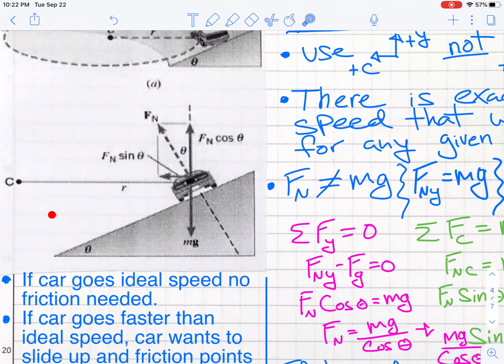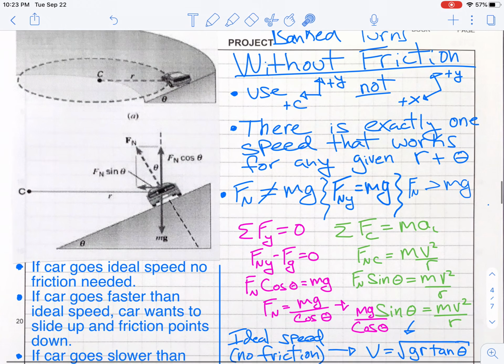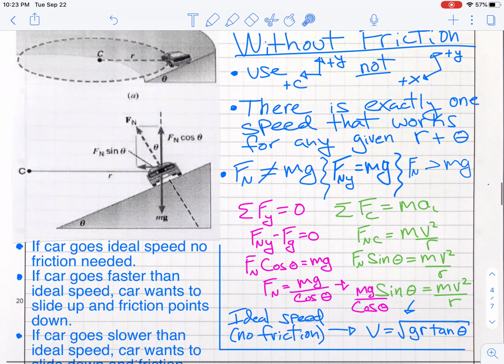At 90 degrees, so imagine the wall, the car's driving on a wall. At 90 degrees, all of the normal force is horizontal. And that's what you get when you plug in sine of 90, 100%. So to find that ideal speed, we can't just set normal force and gravity equal. It's the y component of the normal force that equals mg. And overall, the normal force will be more than mg.